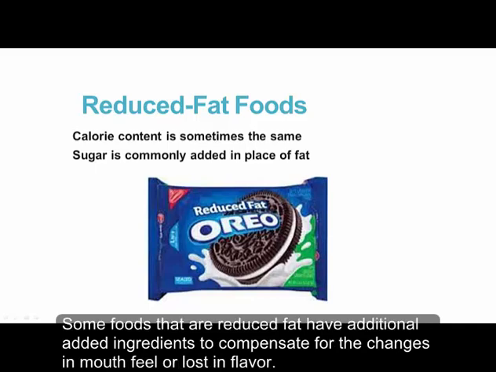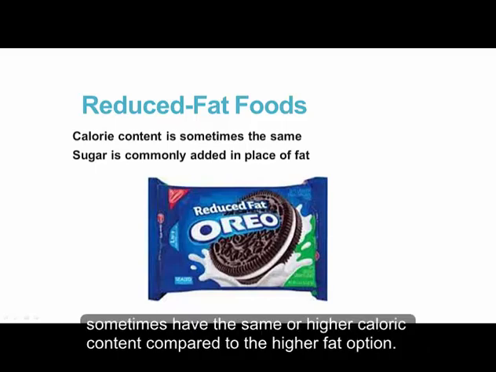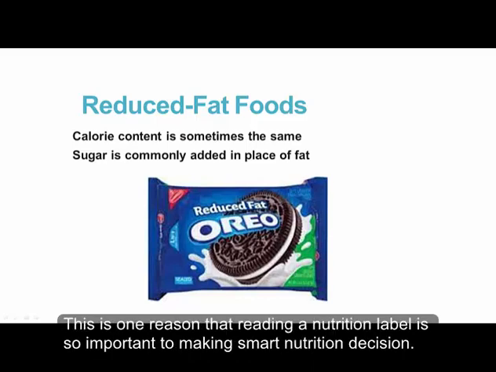Some foods that are reduced fat have additional added ingredients to compensate for the changes in mouthfeel or loss in flavor. Sugar is a common addition to these foods and can increase the carbohydrate content of foods enough that the new quote-unquote low-fat product may sometimes have the same or higher caloric content compared to the higher fat option. This is one reason that reading a nutrition label is so important to making smart nutrition decisions.